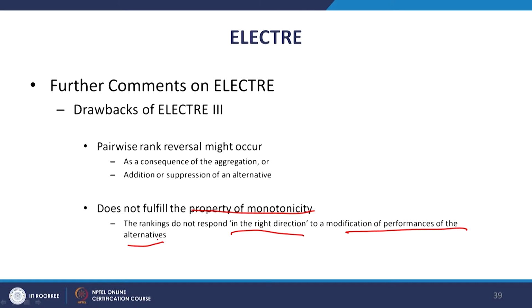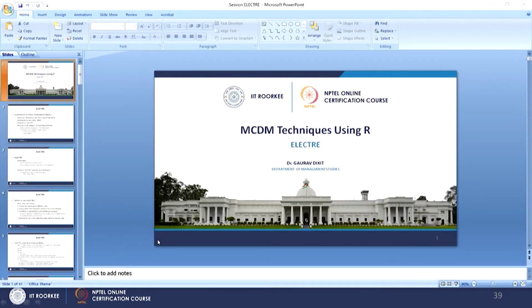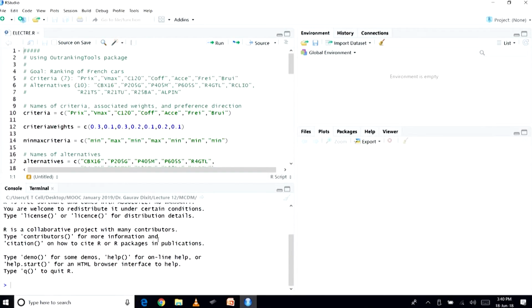Now we go back to the exercise that we had done in RStudio. Whatever output we had got, you would be able to understand it a bit better, with more clarity, now that we understand the underlying mathematics. So let us quickly run through this exercise. In this exercise we were ranking French cars, and we have 7 criteria and 10 alternatives. Let us quickly execute some of these lines.